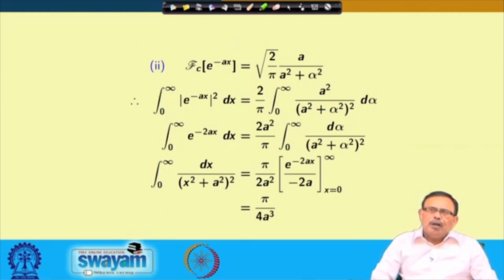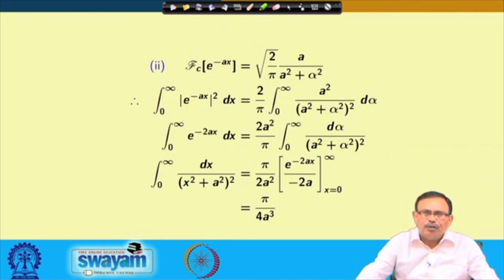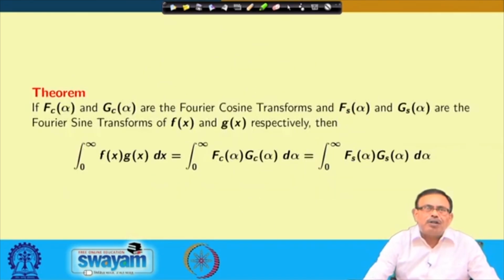So, like this way, for evaluation of various integrals, means to find out the value of different integrals, I can use the properties of Fourier transform, I can use the convolution, I can use the Parseval's identity or theorem to find out the values of these. Now, let us see another theorem. This is an interesting theorem.